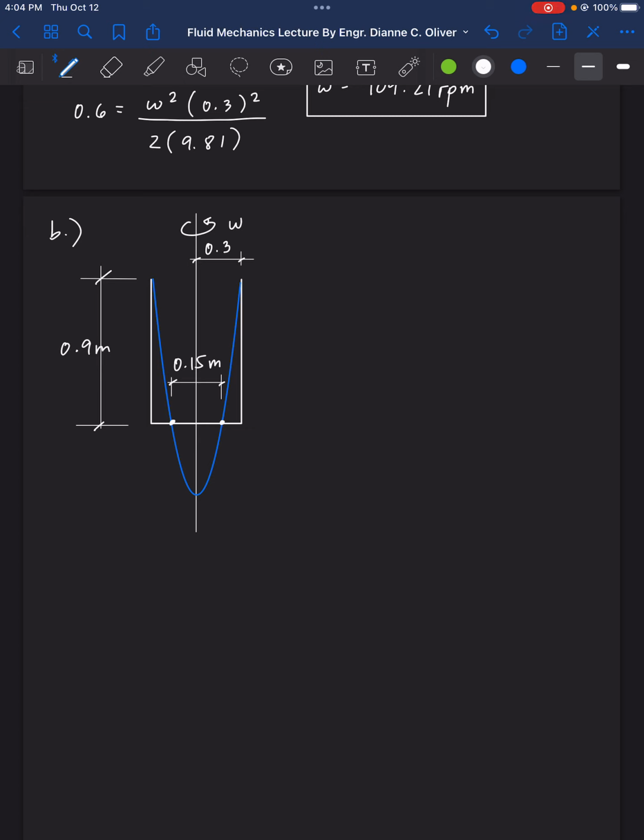So how do we solve this? So we have the height up to this point, height of the paraboloid. Let's name this excess here as y, and the total height of the paraboloid as big H.